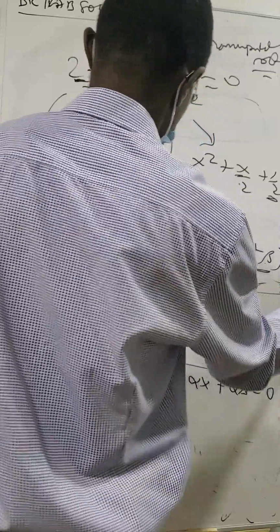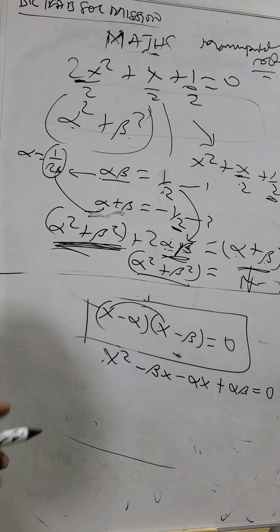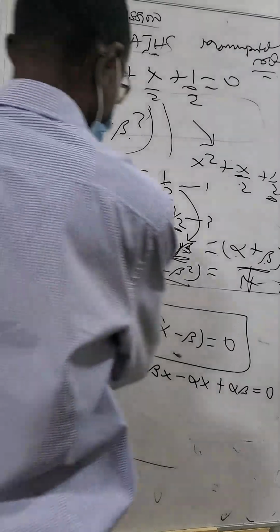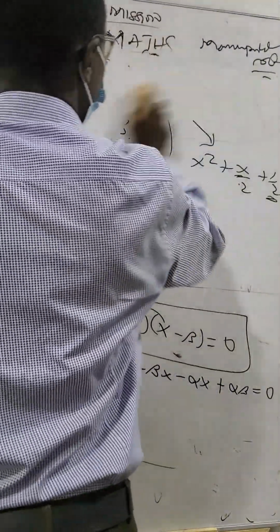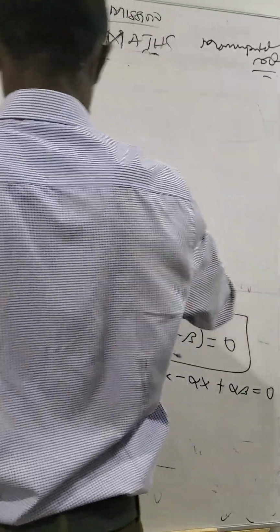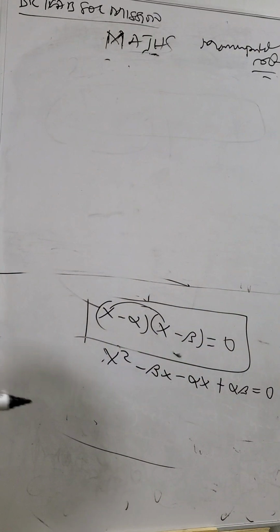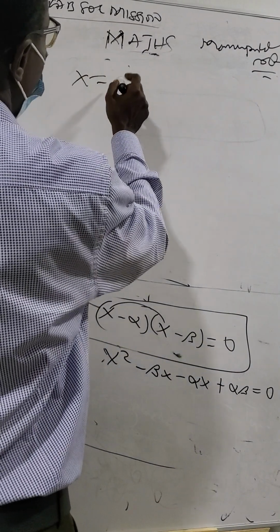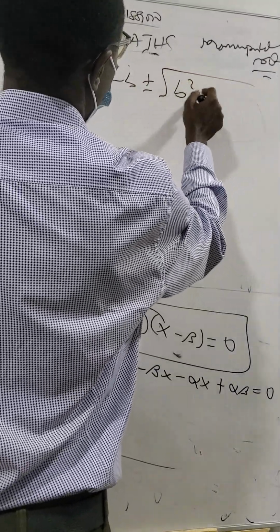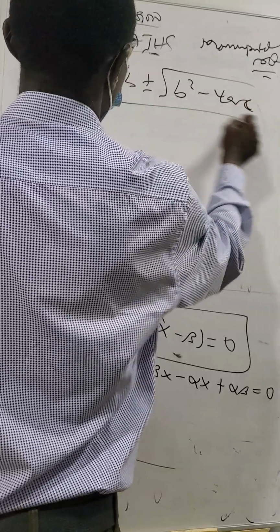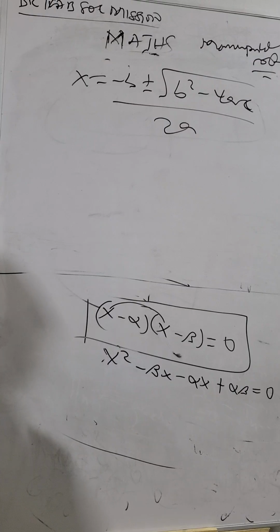Put them in, and then this expression will go to that. Okay, we will deal with more worked examples. Sometimes you should remember that we said x is equal to minus b plus or minus the square root of b squared minus 4ac all over 2a. Okay, if you remember very well.